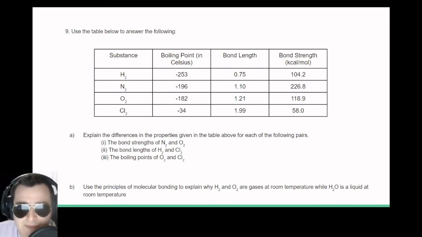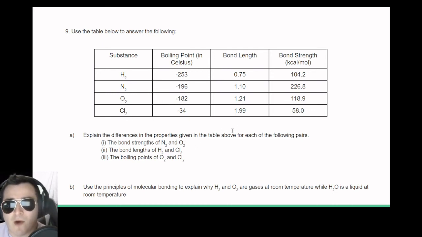A, explain the differences in the properties given in the table above for each of the following pairs. The bond strengths of N2 and O2. Why would N2 have nearly double the strength of O2? Draw it out. Find out. And you will very quickly be able to tell me the answer to that. N2 has a triple bond. O2 has a double bond. More electrons involved, more invested in the relationship between the two atoms, therefore stronger bond.